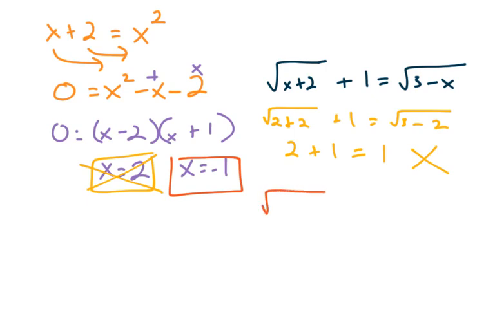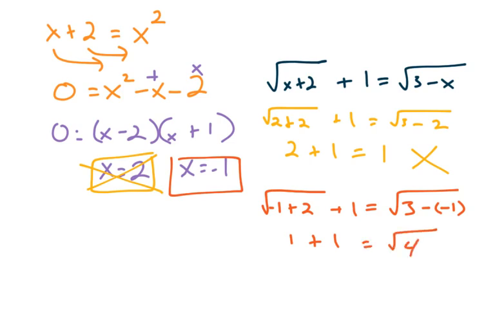Okay, so we'll have the square root of negative 1 plus 2 plus 1 equals the square root of 3 minus negative 1. Make sure you don't omit that negative sign. Okay, so negative 1 plus 2 is 1. So we'll have the square root of 1, which is 1, plus 1 equals 3 minus negative 1, same thing as the square root of 4. Square root of 4 is 2. 1 plus 1, that definitely is 2, so the only answer here is negative 1. So negative 1 is your only solution there for example number 2.